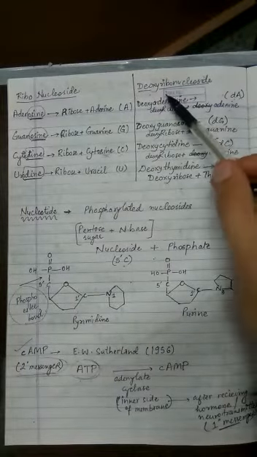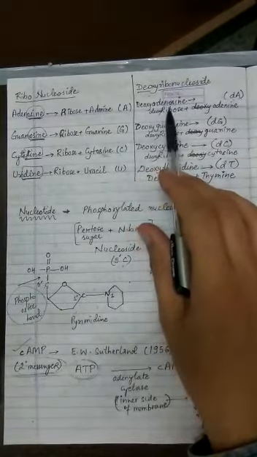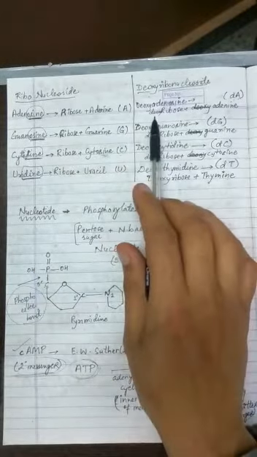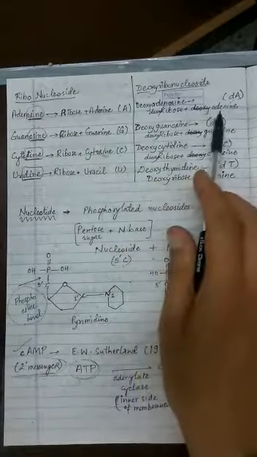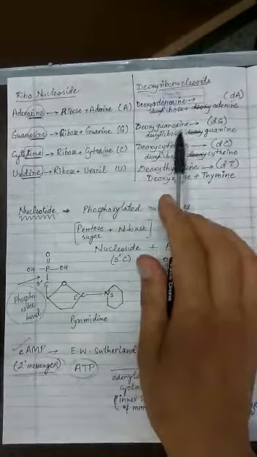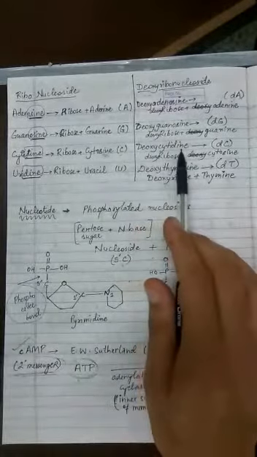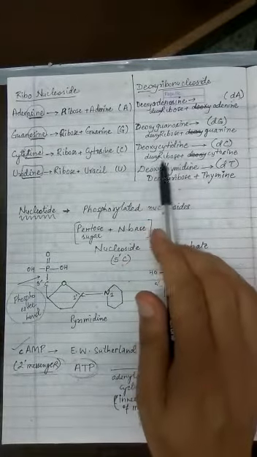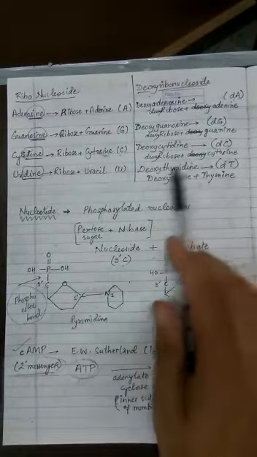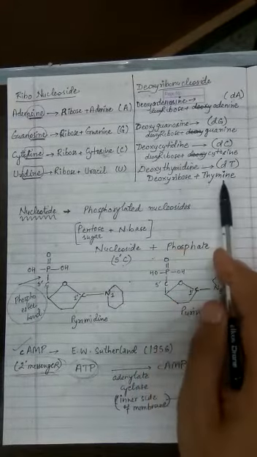In the same manner, deoxyribonucleosides would be named as deoxyadenosine. So this was adenosine, this will be called deoxyadenosine, and the reason is deoxyribose sugar is joining with adenine. Same manner, deoxyguanosine is the name. Deoxyribose sugar joins with guanine, or deoxycytidine would be the name because deoxyribose joins with cytosine, or deoxythymidine would be the name because deoxyribose sugar has joined with thymine.